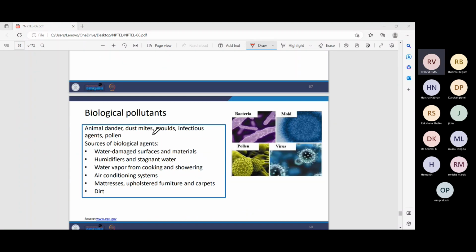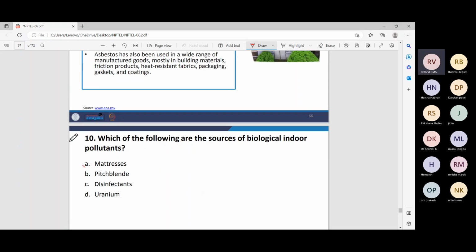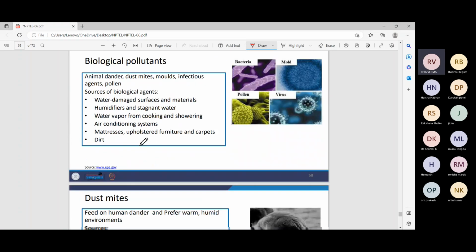okay. So, what are these biological pollutants? We have your animal dander, dust mites, molds, infectious agents, and pollens. These are the biological pollutants that are generated in different indoor environments, and the sources are, first is your water damaged surfaces and materials. Next is your humidifiers and stagnant water. Then we have water vapor from cooking and showering. Next we have your air conditioning systems, and then mattresses or upholstered furniture and carpets. And then we have dirt. So mattresses are the source of biological pollutants.